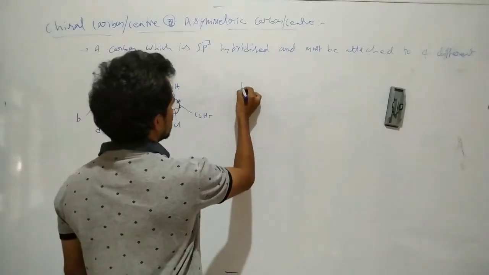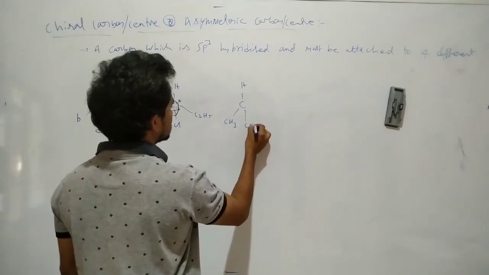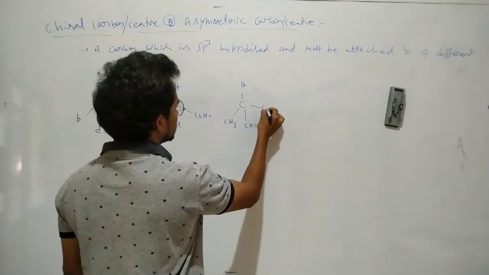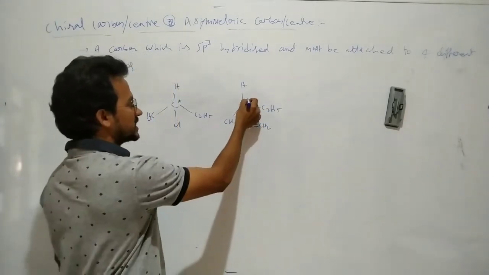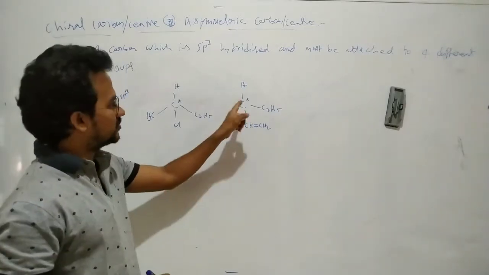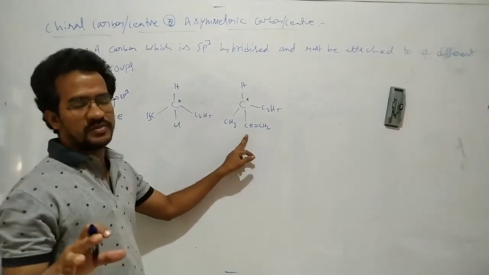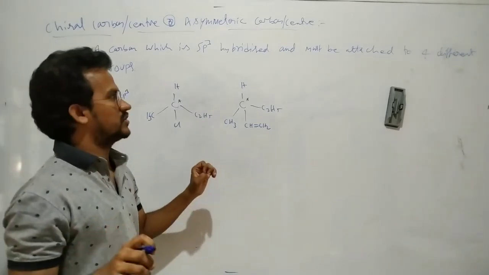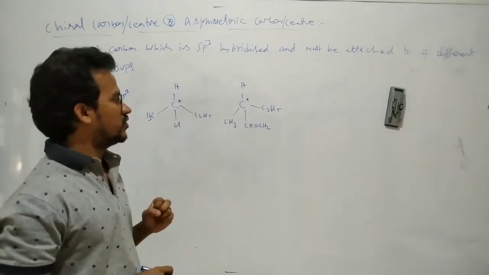Next, hydrogen, this is CH3, this one is CH=CH2 and this one is C2H5. 4 different groups, so again it is a chiral carbon, sp3 hybridized. Here this is an sp2 carbon; an sp2 carbon must not be a chiral carbon. The carbon must be sp3 hybridized and must be attached to 4 different groups.